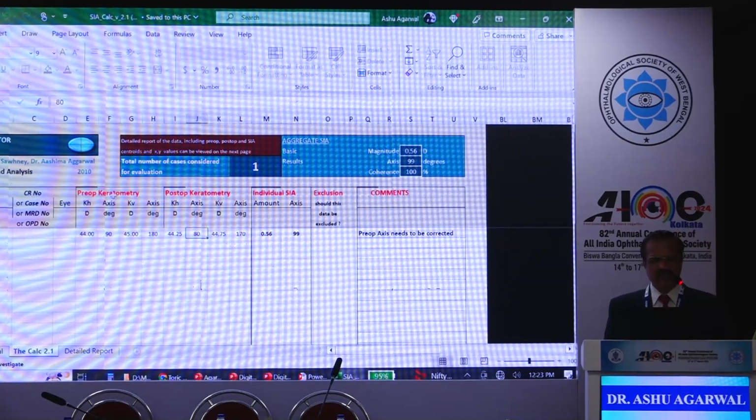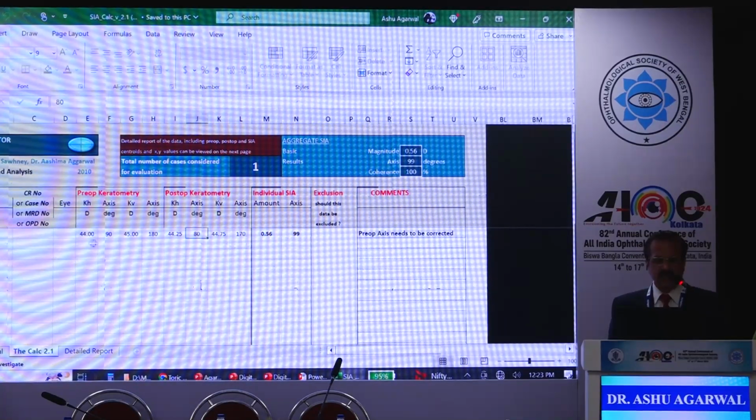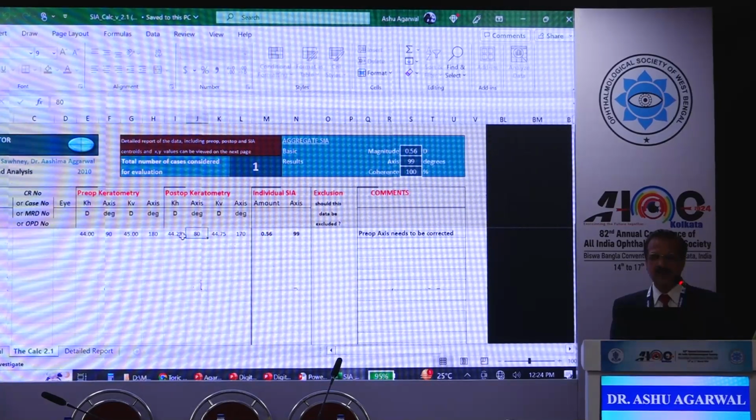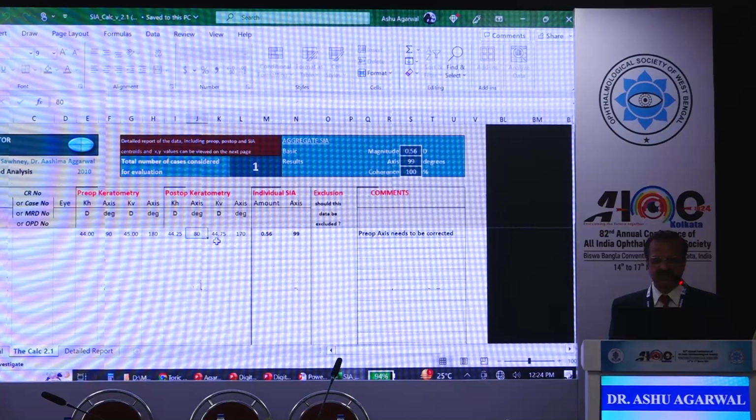This is the pre-op, can you read it? Pre-op keratometry, post-op keratometry, the individual SIA. So pre-op, the 44 is the steeper, flatter meridian 44 at 90 and 45 at 180. The resultant post-op keratometry after maybe 4 or 5 weeks is 44.25 at 80. We know that sometimes axis can shift, even if we've made an on-axis surgery, and 44.75. And you get a value of 0.56 is the SIA at 99 degrees.